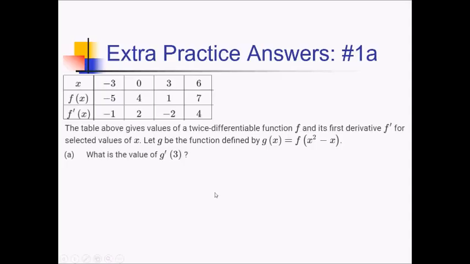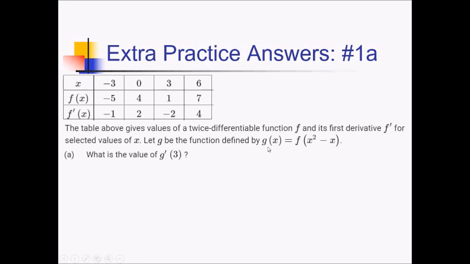On this calculator-based free response problem, we have this table showing us values of a twice differentiable function f and the f prime derivative of that. And we have this g function that they're randomly giving us, which is defined as f of x squared minus x. All right, so given all this, our first task is to find the value of g prime of 3.